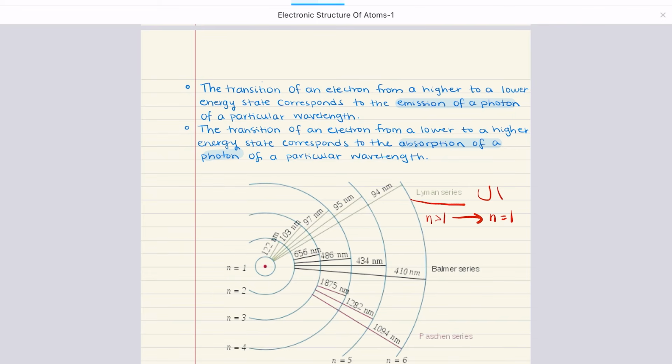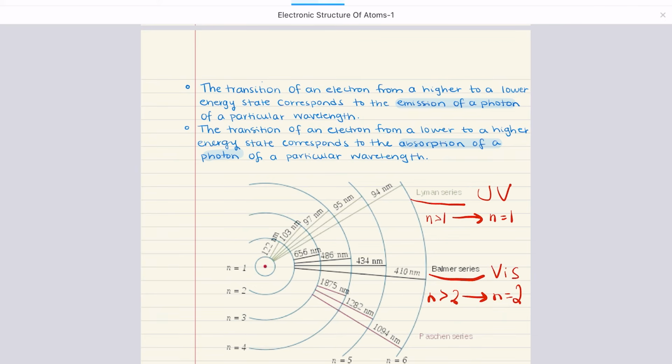Then we have the Balmer series. The Balmer series accounts for the electron transitions from higher energy levels, n greater than 2, down to the second energy level, n equals 2. This series lies within the visible spectrum, which is why the Balmer lines are historically significant. They were the first spectral lines of hydrogen to be observed and correlated to a model of electronic transitions. So this falls in the visible range.